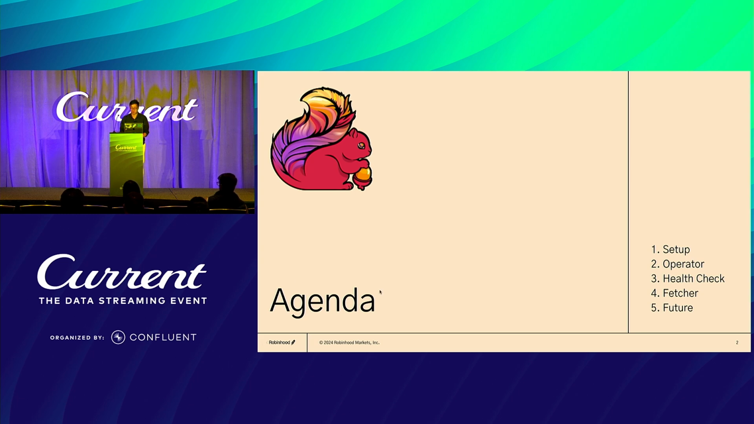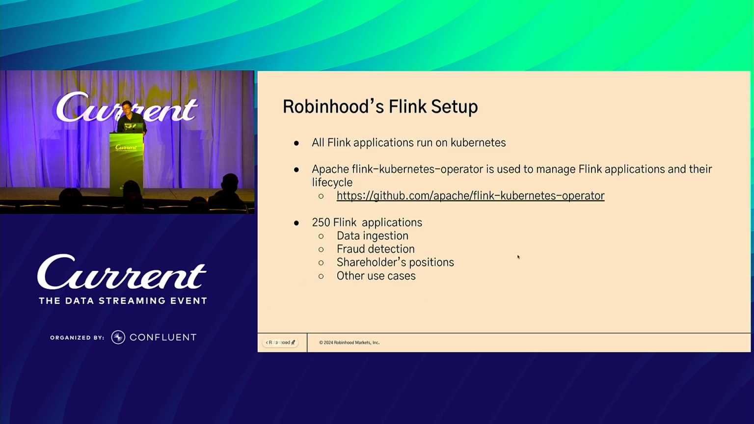At Robinhood, all of our Flink applications run on Kubernetes. We have multiple Kubernetes clusters in our production environment, and the majority of our Flink applications run on one Kubernetes cluster. To manage all of these Flink applications in their lifecycle, we use the open source Apache flink-kubernetes-operator, and we have tuned certain configurations in the operator in order to handle our deployment patterns, which I will go through more in detail in the next slide.